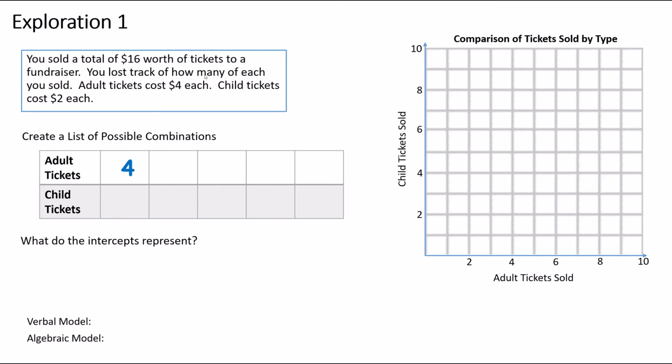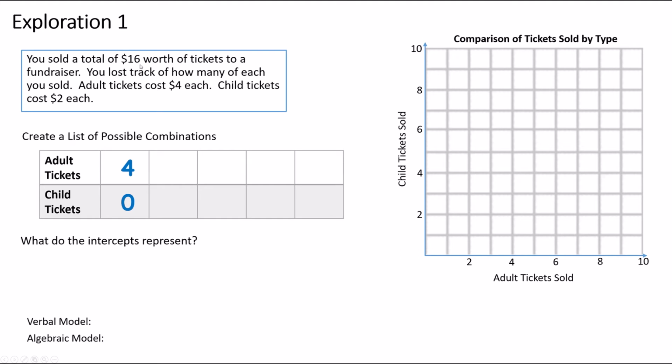Here's what I happen to notice. If adult tickets cost $4 each and I sold a total of $16 worth of tickets, if I count by fours, $4, $8, $12, $16, it is possible that I could have bought 4 adult tickets and not purchased any children's tickets. I buy 4 adults at $4 each, that's $16, plus $0 in children's tickets is a total of $16 worth of tickets.